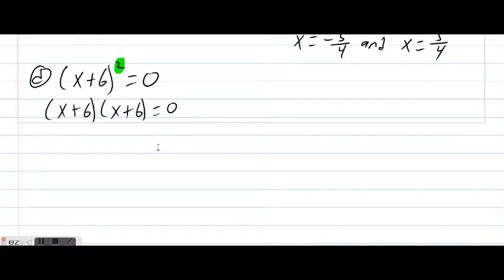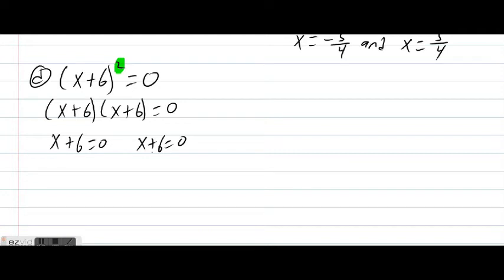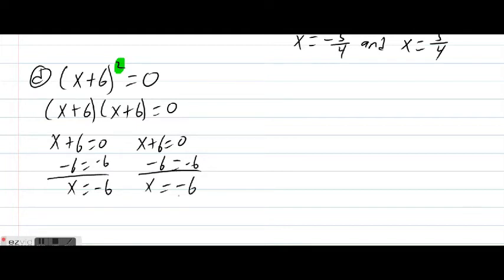Now, put it in that zero product property. So x plus 6 equals 0, x plus 6 equals 0. And you notice they're exactly the same. Alright, so we're going to subtract 6 from both sides. You know what to do. I'm not trying to insult anybody's intelligence. You know what to do.